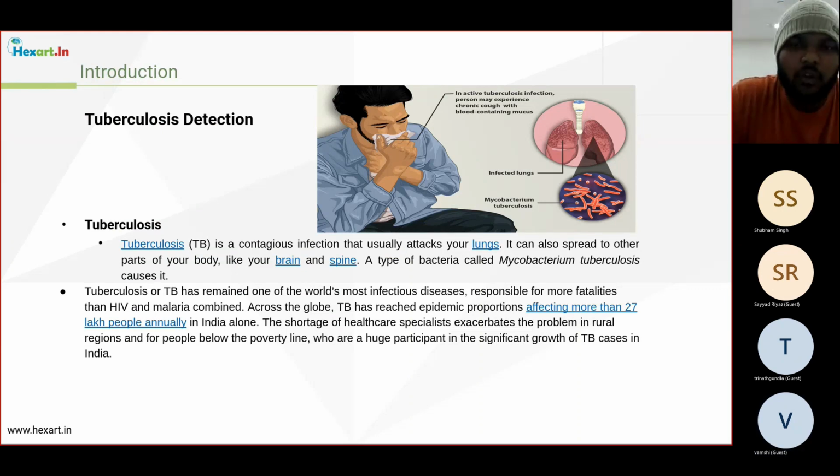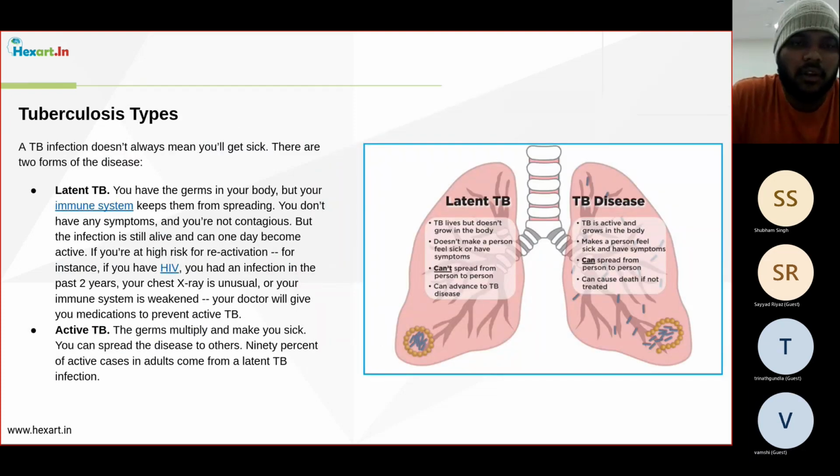Tuberculosis is a more effective disease. It is caused by a bacterium called mycobacterium, and it affects more people than malaria, HIV, and a few other diseases. And it is growing more in India. There are also a few types of tuberculosis: one is latent tuberculosis and the other is active tuberculosis.